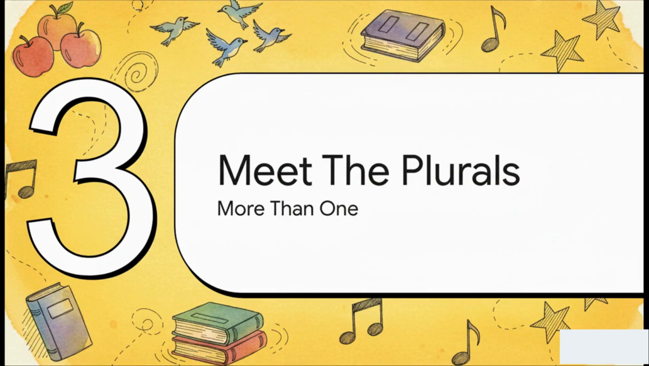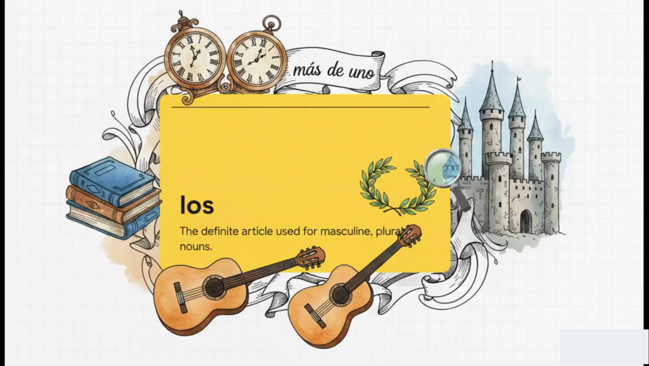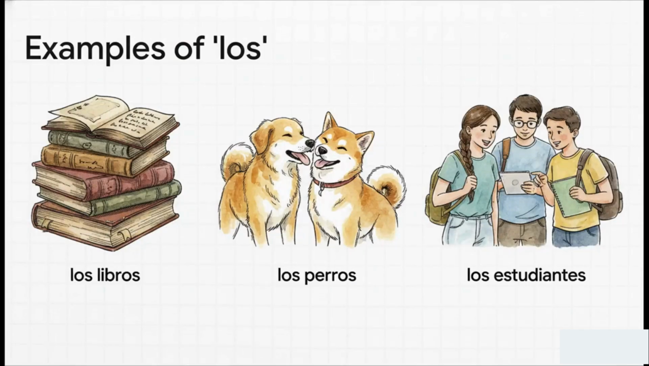Seriously. Now let's see what happens when we start talking about more than one thing. It's time to meet the plurals. So what do you think happens when el goes plural? It becomes los. This is your go-to word for any group of masculine items. So that one el libro we had before, now it becomes multiple los libros, the books. Same logic applies for los perros, the dogs, and los estudiantes, the students.